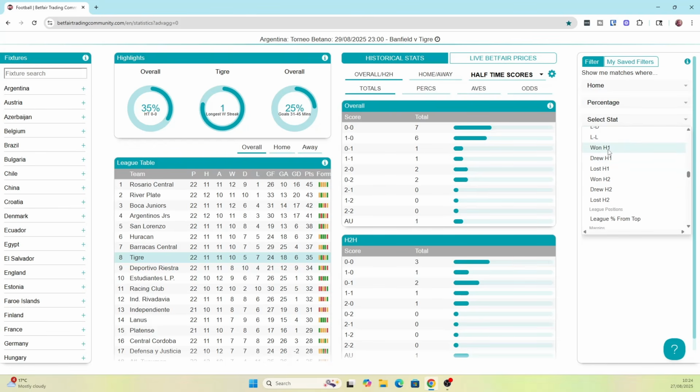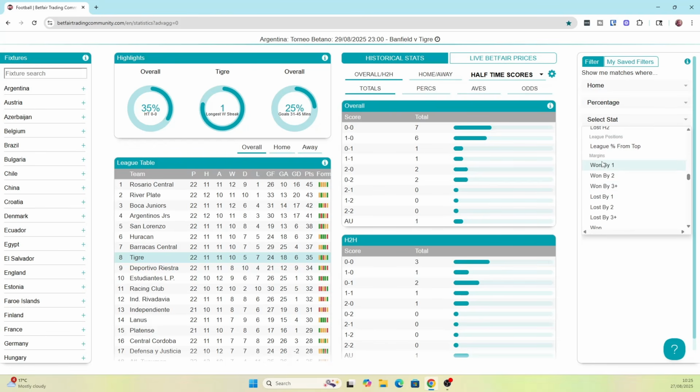Now, looking at 1-1, that just means whether they won in half one and then won in half two, etc. Pretty self-explanatory. League percentage from the top. This is a league position stat, quite an interesting one. It just basically means how far are they from the top of the league. Obviously, the bigger the percentage, the further down the table they are.